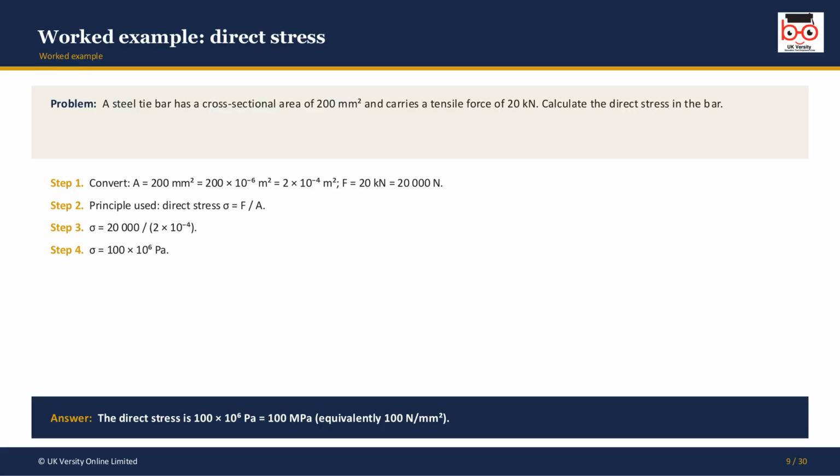Let's calculate a stress. A steel tie bar has a cross-sectional area of 200 square millimeters and carries a tensile force of 20 kilonewtons. First convert. 200 square millimeters is 2 times 10 to the minus 4 square meters, and 20 kilonewtons is 20,000 newtons. Direct stress is force over area, so 20,000 divided by 2 times 10 to the minus 4, which works out at 100 times 10 to the 6 pascals, that is 100 megapascals, or equivalently 100 newtons per square millimeter.